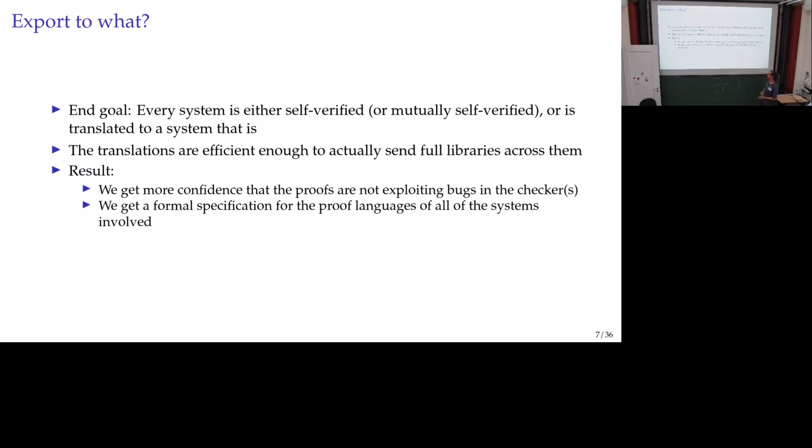And then as a result, we end up with more confidence that the proofs are not exploiting some weird corner case bugs in the checkers, because an exporter will generally have trouble translating a proof that was done with a checker that has a bug in it. And then we also get a formal specification for the proof languages of all of the systems involved.